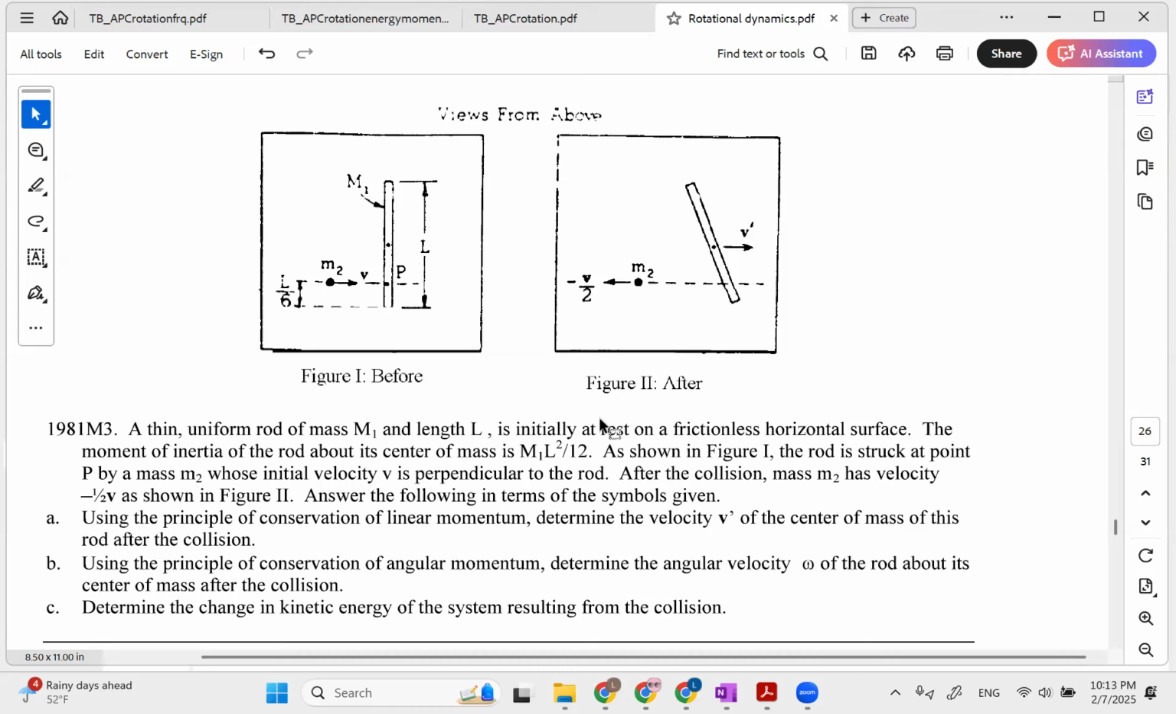So in this case, what's the difference? What's the difference right now? You can see right now, this is not fixed. So there's no external force. That's why both linear momentum and angular momentum are conserved. Okay? So linear momentum is conserved. So let's set up the equation.